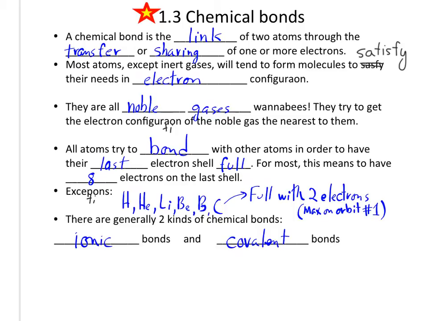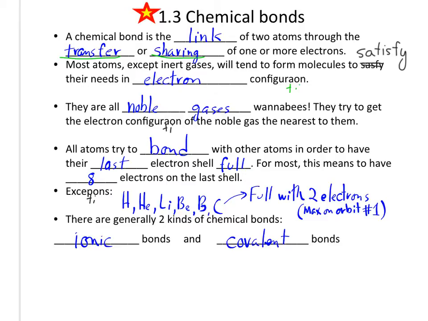1.3 Chemical bonds. A chemical bond is the link of two atoms through the transfer or sharing of one or more electrons. Those are two very important words here. Most atoms, except inert gases, will tend to form molecules to satisfy their needs in electron configuration. They're all noble gas wannabes. They try to get the electron configuration of the noble gas nearest to them.